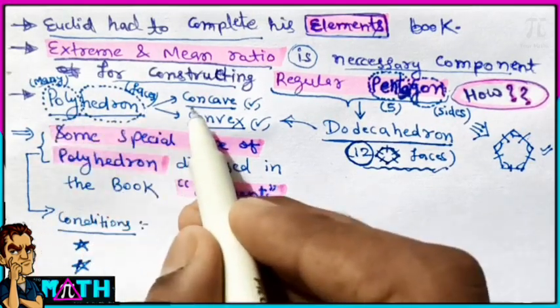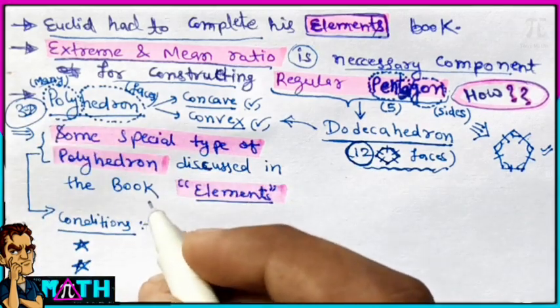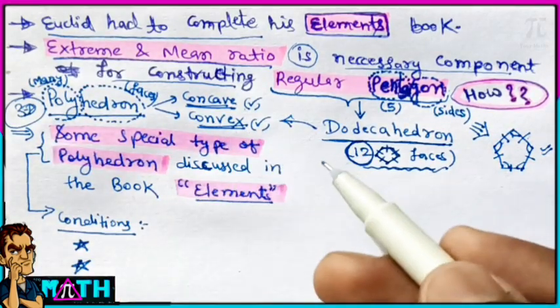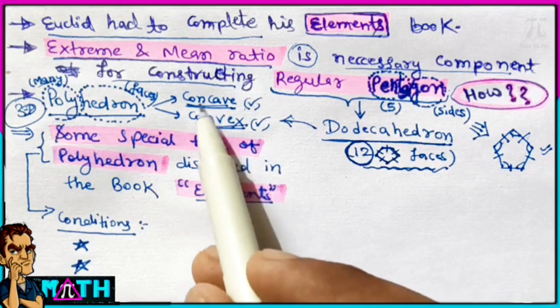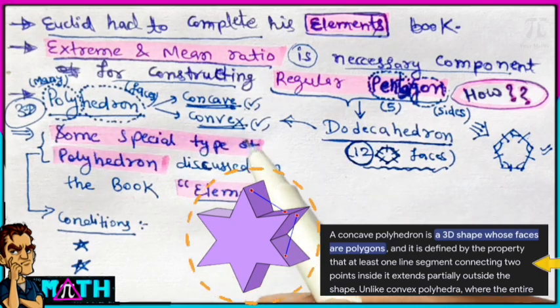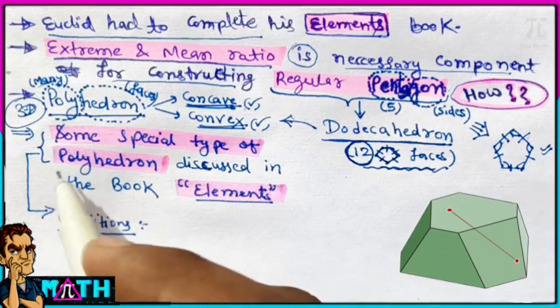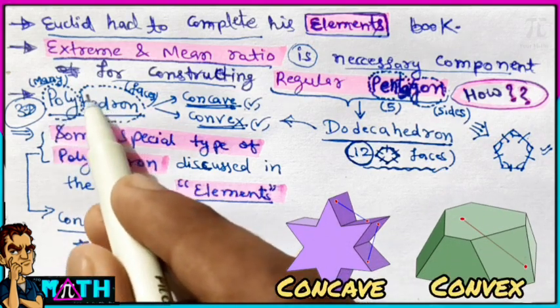Polyhedron means a closed figure with many faces, a 3D object, because many faces are present on the 3D figure. It has two types, concave and convex. So let's discuss the concave polyhedron. It is a 3D shape whose faces are made up of polygons, such that there are 2 points inside it where, when you draw a line segment between them, the line segment goes outside of the polyhedron. But in a convex polyhedron, this does not happen. You can compare it using the diagram.